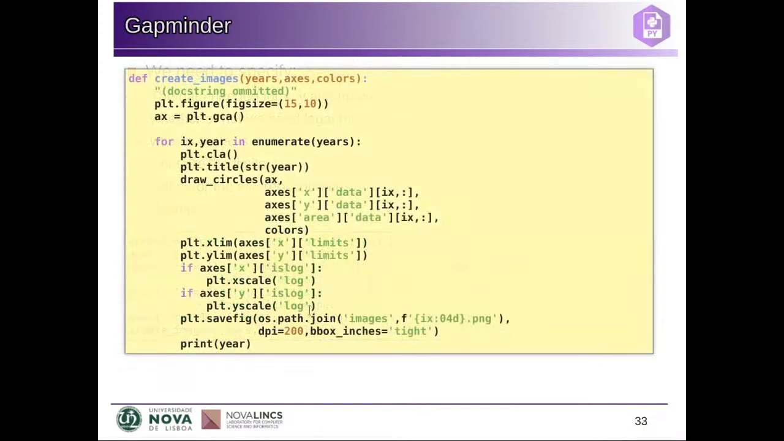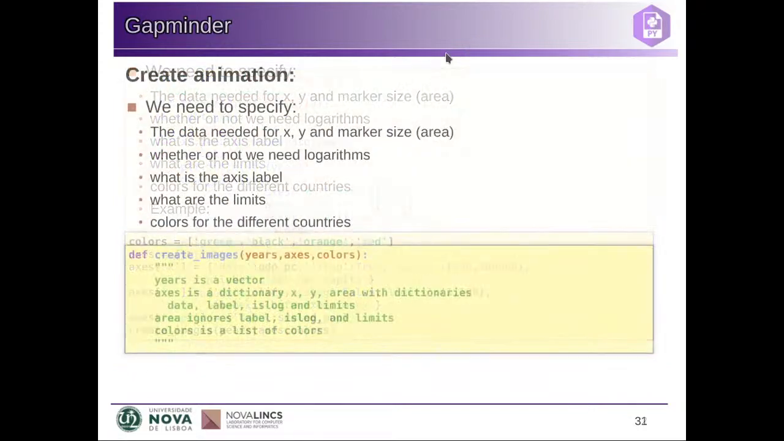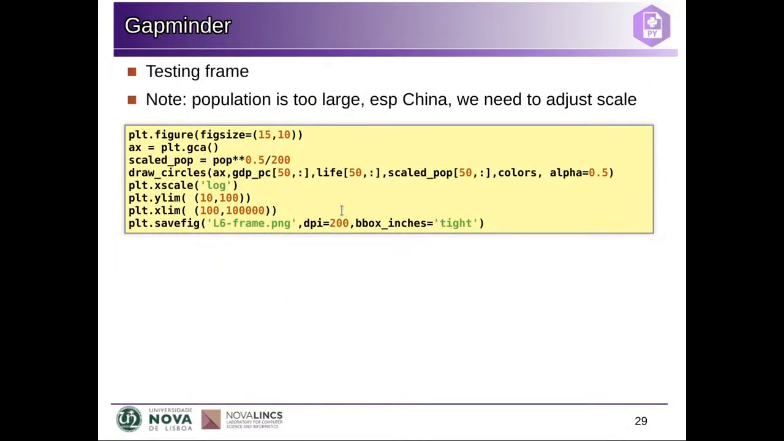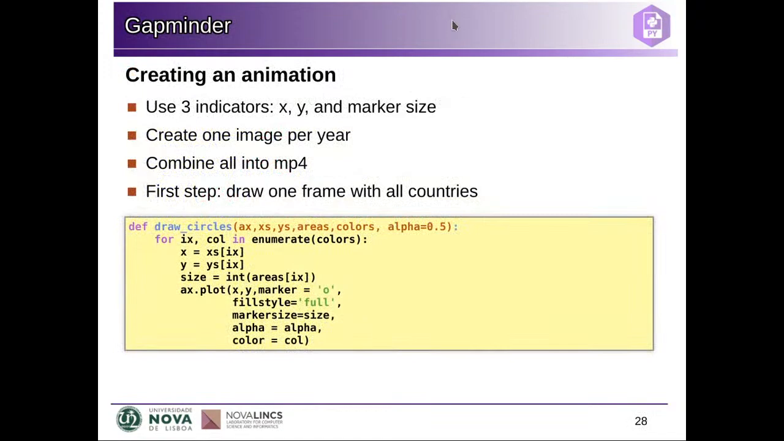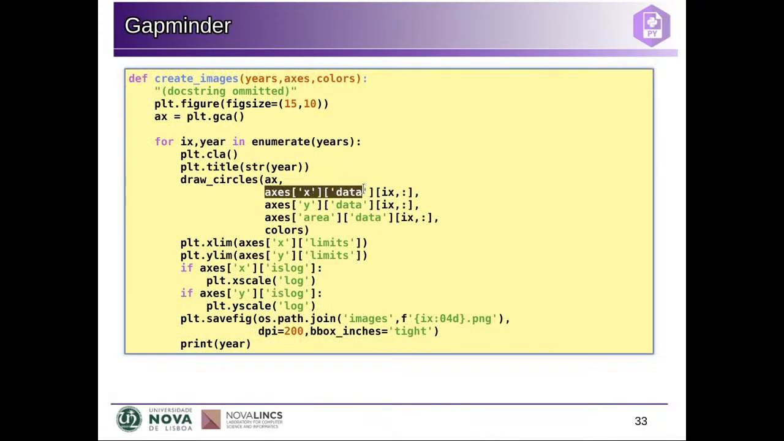So now when we are plotting, we are looking at the dictionary, and when we draw the circles, this is the function that we used, that we created here. When we call this function, we go find in the dictionary what is the data to use for the x-axis, what is the data to use for the y-axis, what are the values for the area, and what are the colors to use. And these will be the values corresponding to each particular year.